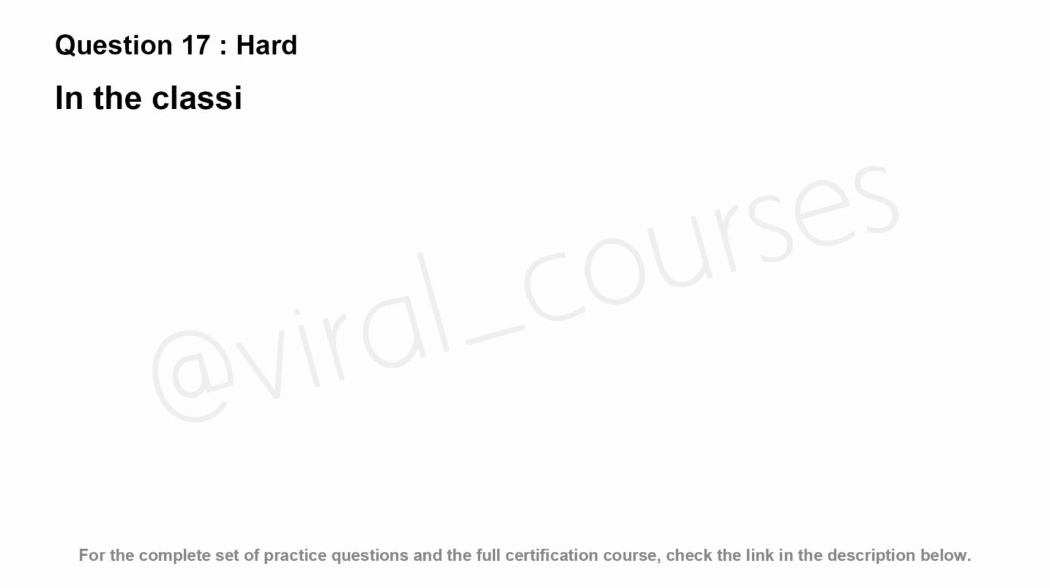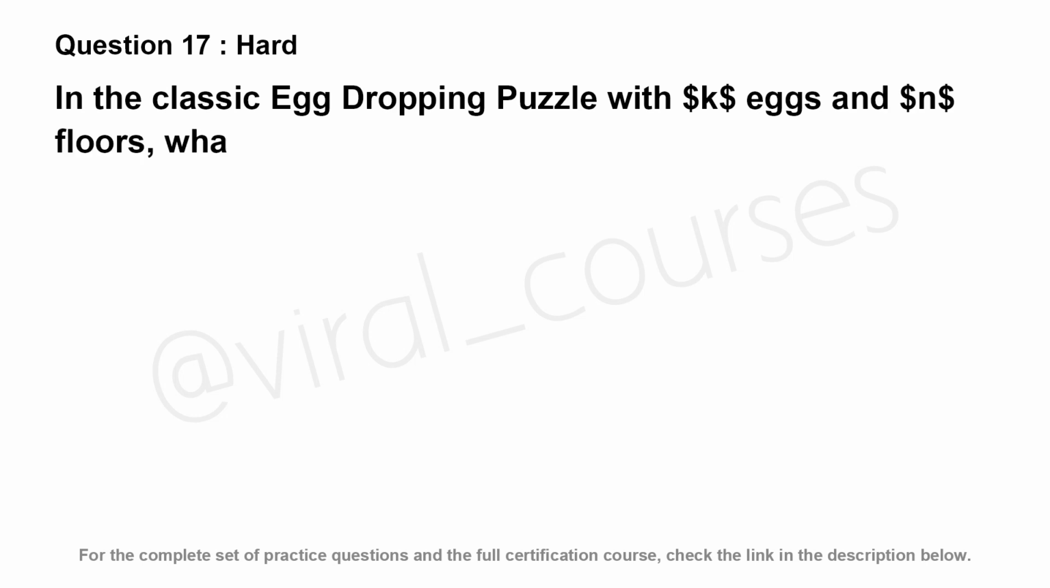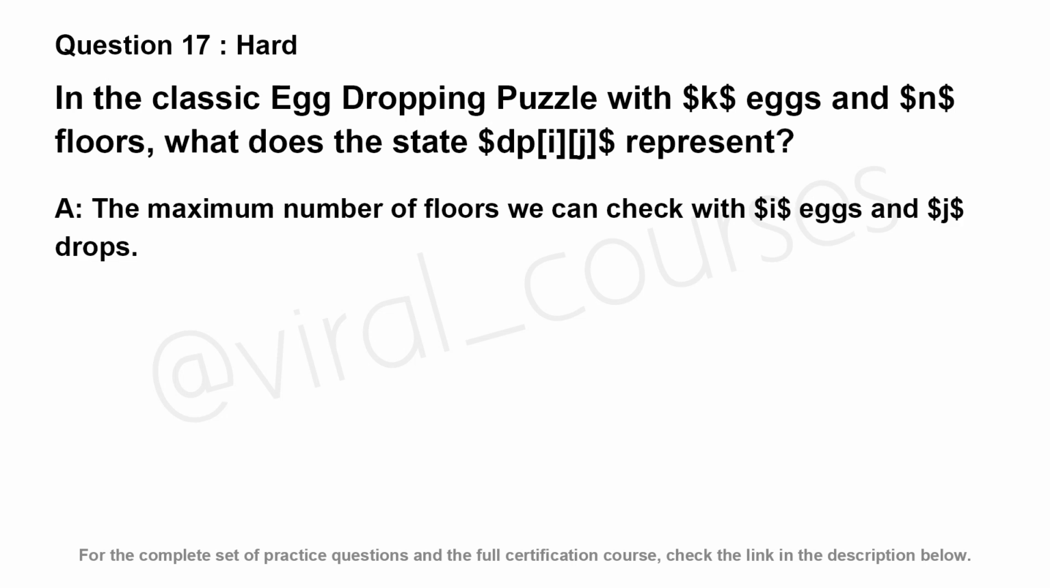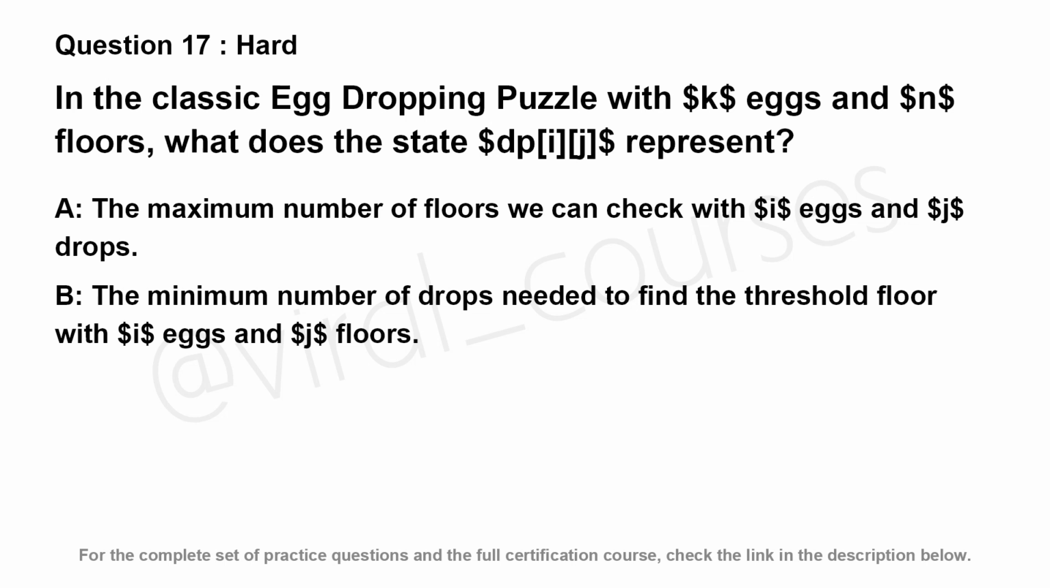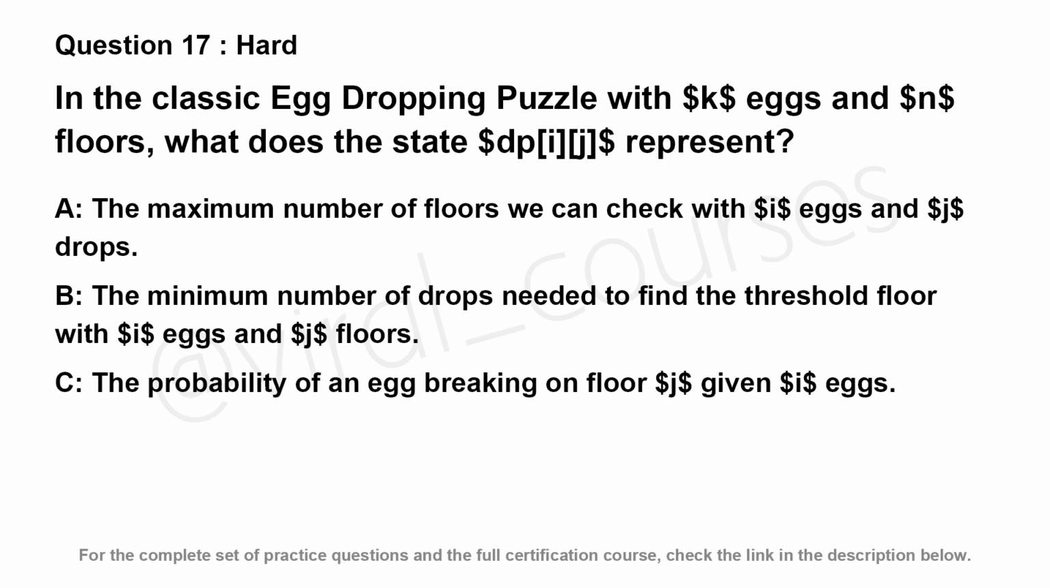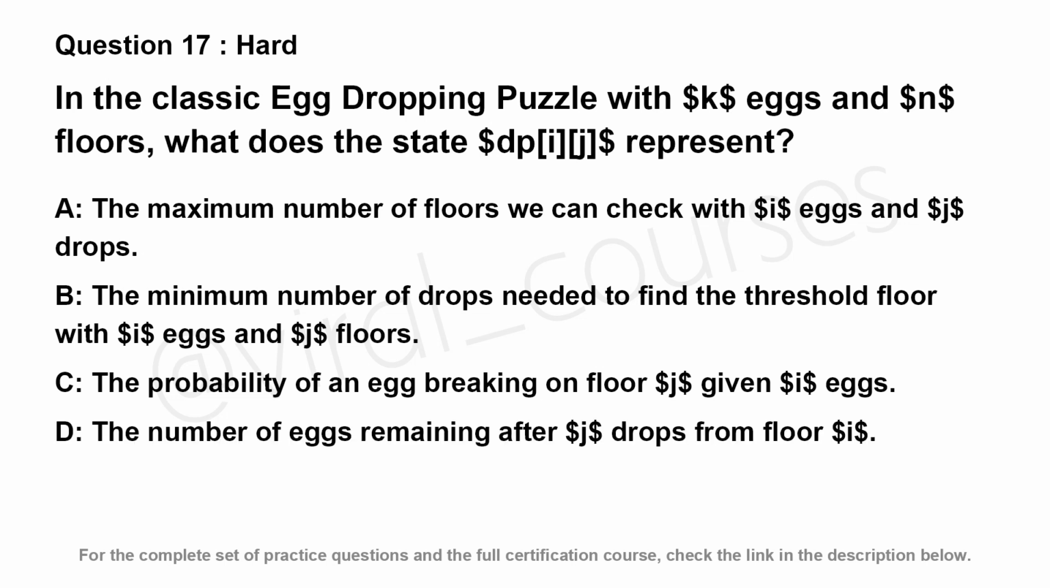In the classic egg-dropping puzzle with $k$ eggs and $n$ floors, what does the state $dp[i][j]$ represent? Option A. The maximum number of floors we can check with $i$ eggs and $j$ drops. Option B. The minimum number of drops needed to find the threshold floor with $i$ eggs and $j$ floors. Option C. The probability of an egg breaking on floor $j$ given $i$ eggs. Option D. The number of eggs remaining after $j$ drops from floor $i$.